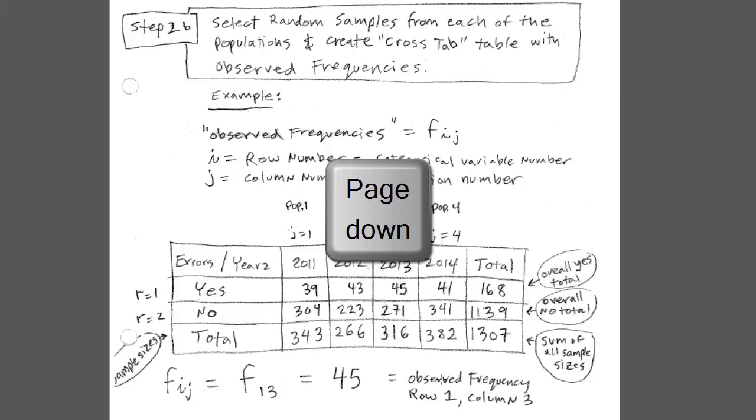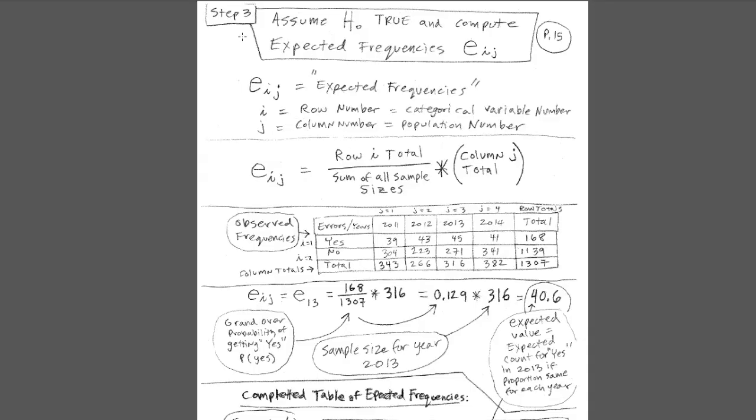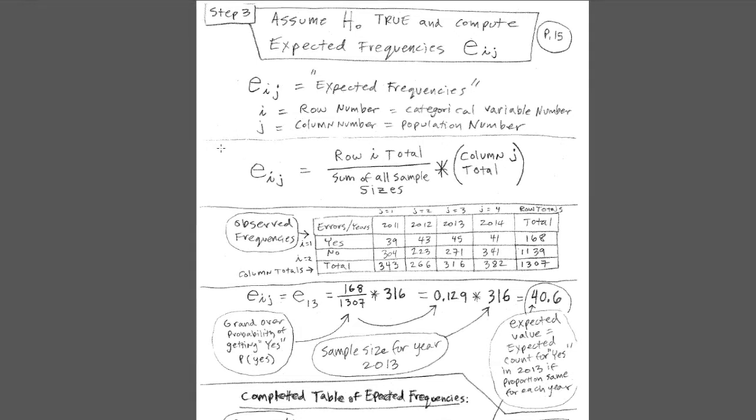Now let's page down. Step 3, we're going to assume that H0 is true. That means that all the proportions are equal. That means that 12.9%. And compute expected frequencies E sub i sub j. i is row, j is column. And here's our formula. But we already know how to do this, right? It says row i total divided by sum of all sample sizes.